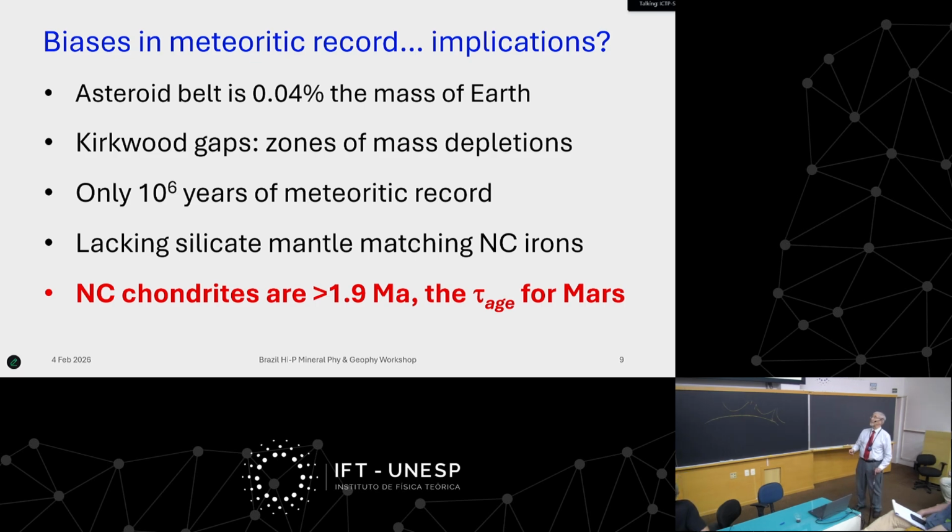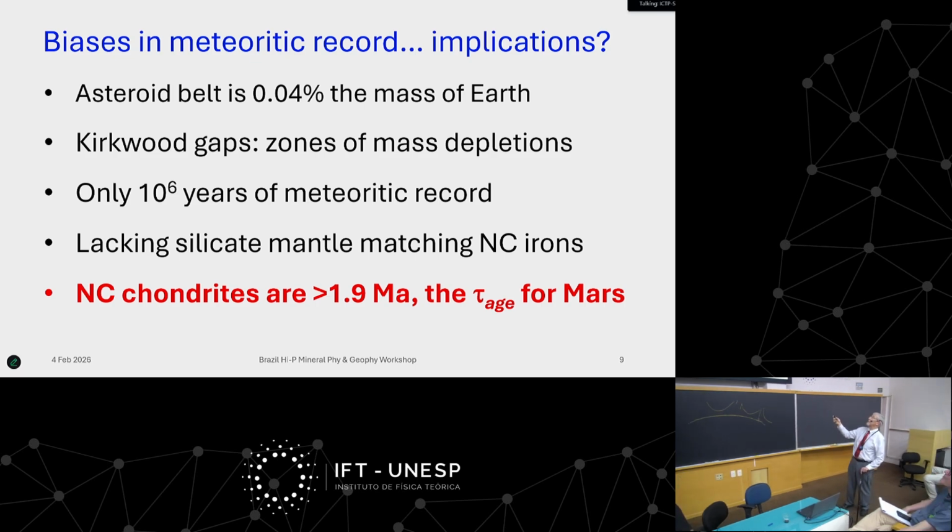So I'm going to sum this up by saying the biases in the meteoritic record. One, the asteroid belt is really trivially small. There's like 1 million asteroids that are about 1 kilometer in size. Not all of them are kilometers, this is a spectrum, but it's really only 4/100% the mass of the Earth. It's still even much smaller than the mass of the Moon, much, much smaller. So the asteroid belt is small.